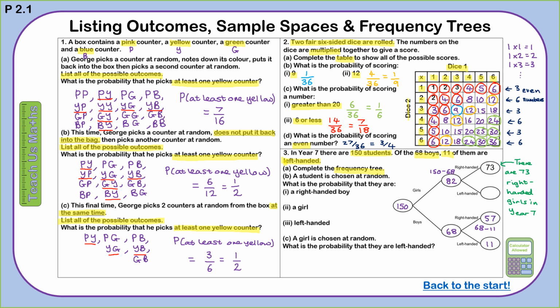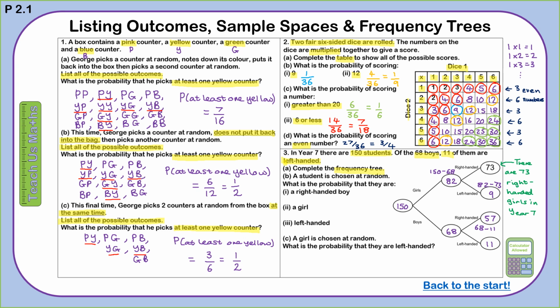Now we don't have any more information in the question, however we are told in the frequency tree that there were 73 right-handed girls, so we can use this to work out how many left-handed girls there were. So the total number of girls, take away how many were right-handed, means that there were 9 left-handed girls in Year 7.